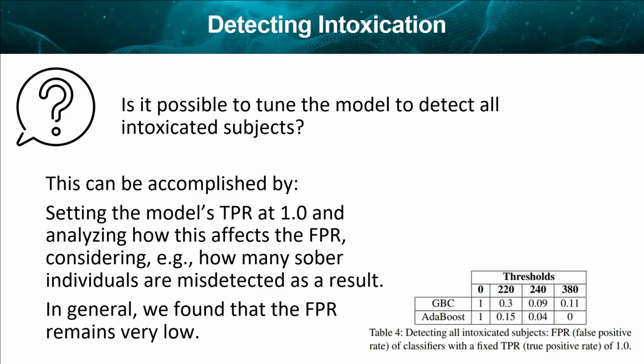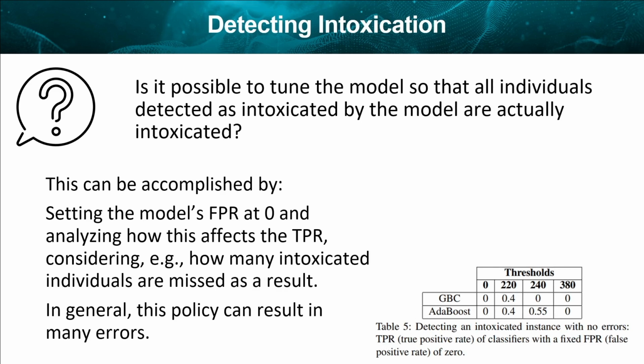So here's the question. Is it possible to tune the model to detect all intoxicated subjects so we won't miss any intoxicated individual? Actually, this can be done by setting the model's true positive rate at 1 and analyzing how this policy affected the false positive rate. Basically, how many sober individuals are misdetected as a result of applying this policy. Now, in general, as you can see in the table on the right side, we found that the false positive rate remains very low when we are looking at breath alcohol concentration levels which are greater than 220.